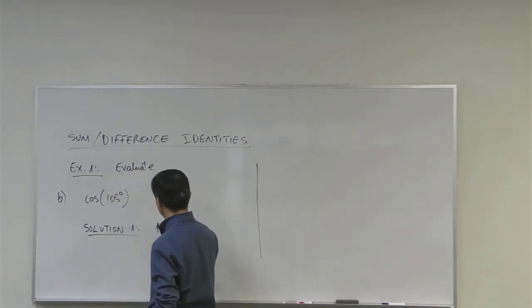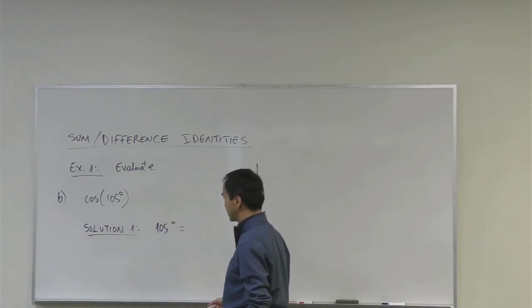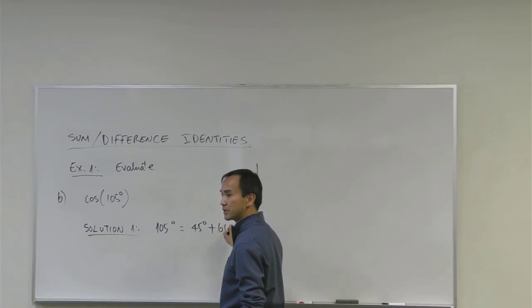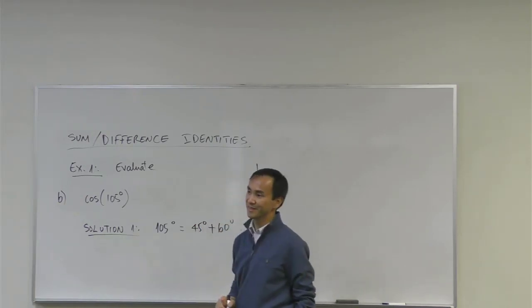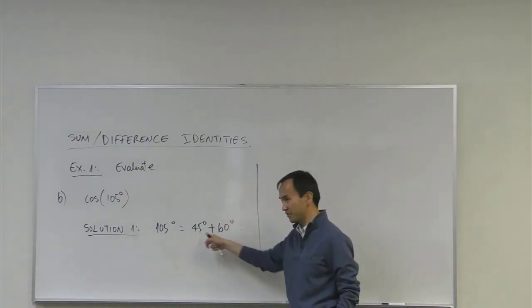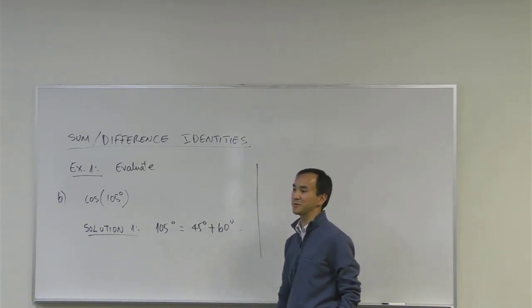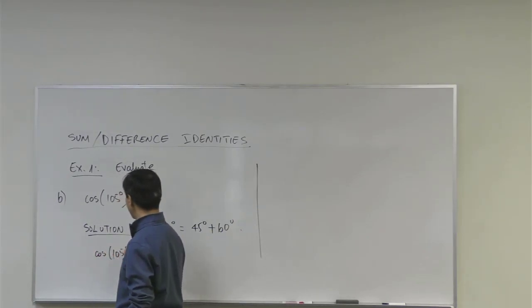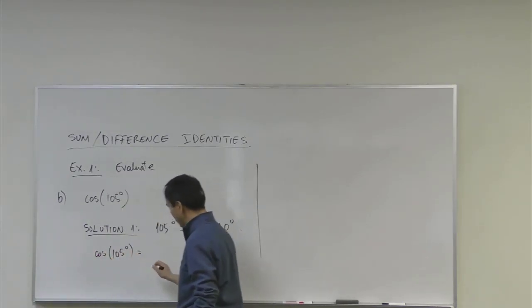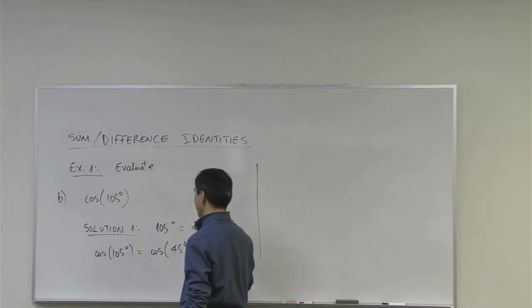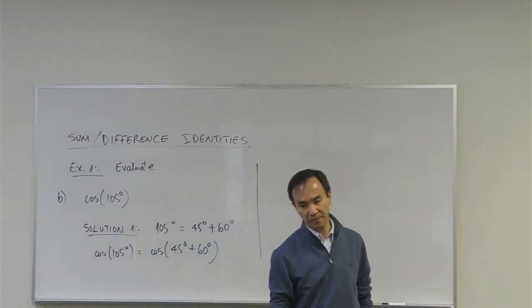I can see 105 here as a sum. So we can always express any angle as a sum of some two other angles. So how about 45 and 60? These are all common angles on the unit circle. When I say these are, I mean the angles 45 and 60. Okay, so now that way we're ready. So cosine of 105, now all of a sudden we found a way to handle it. This cosine of 105 is the same as cosine of that sum, 45 plus 60. So now we're looking at cosine of a sum.